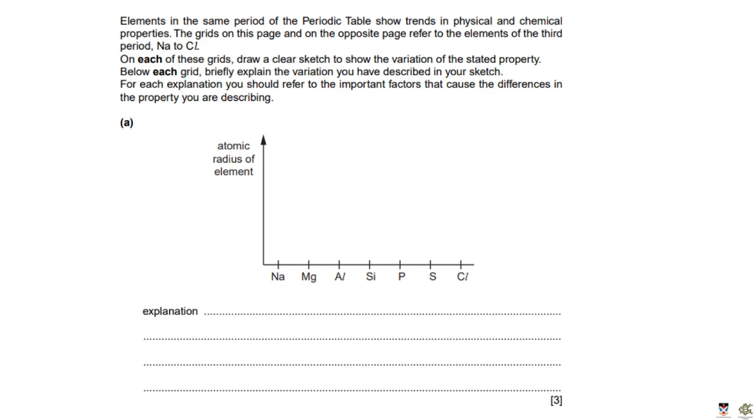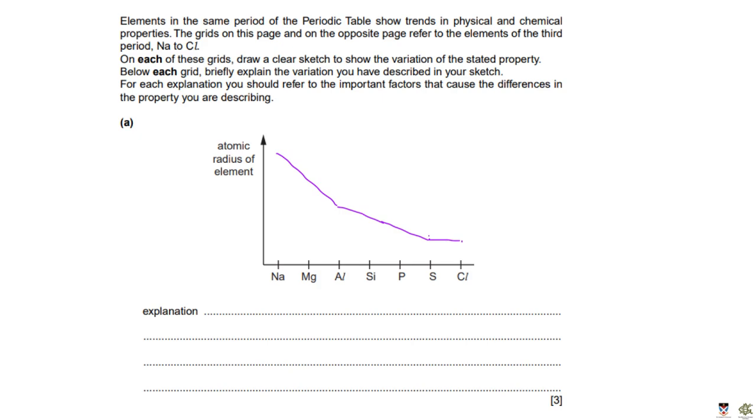So for this first one, the atomic radius of the elements going across period 3 from sodium to chlorine, we know that there's going to be a decrease in the size of the atoms, or decrease in the atomic radius going from sodium to chlorine. To explain this trend, we have to consider the 2 factors, the nuclear charge and also where we add the electrons, or where we find the outer shell electrons.